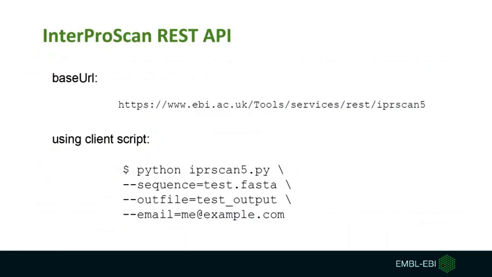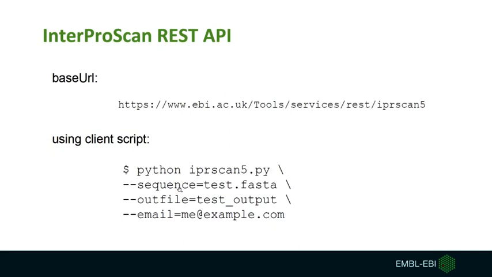So if you know how to write REST API calls, basically we have a base URL. If not, you don't need to worry. You just need to download the script that I mentioned previously, using this particular command. So you just need to provide the sequence that you are analyzing. You need to provide the output file name you want to send all your results to, and we also require that you specify an email. Basically, we want to make sure that there's fair use of resources.